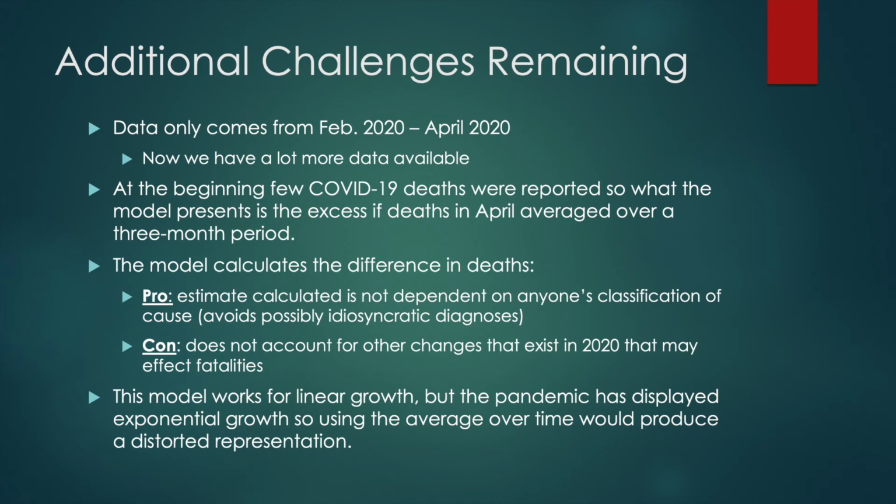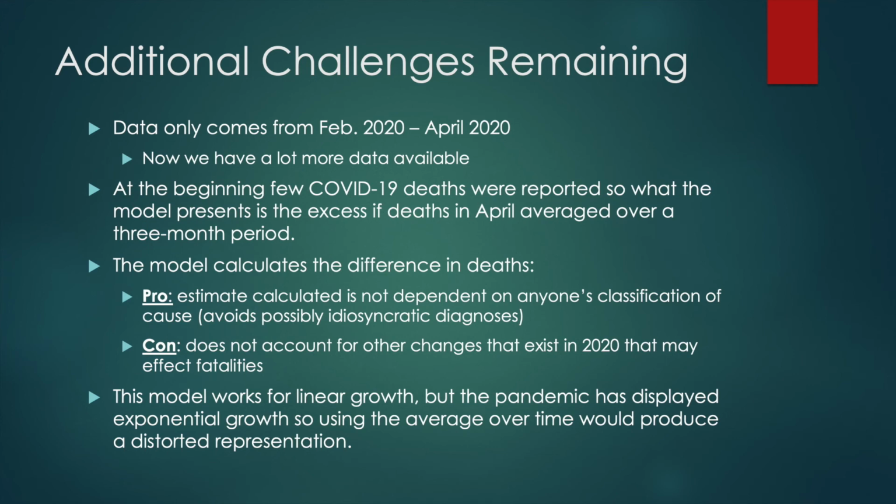Although the authors brought up a lot of really interesting points, there are some additional challenges remaining. Specifically, the data that we used only came from February 2020 to April 2020, and now that we're into December, we have a lot more data available that we could use to create better models. And another thing to note is that at the beginning of the pandemic, there were very few COVID-19 deaths reported. So the model presents kind of an excess of deaths in April averaged over a 3-month period to make up for that. The model also calculates the difference in deaths.